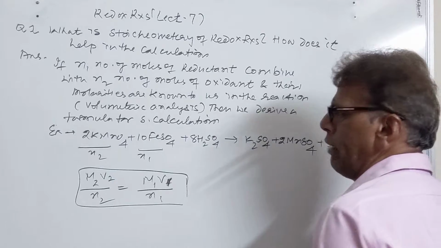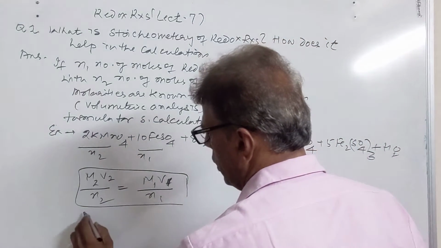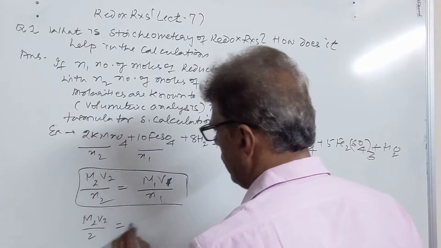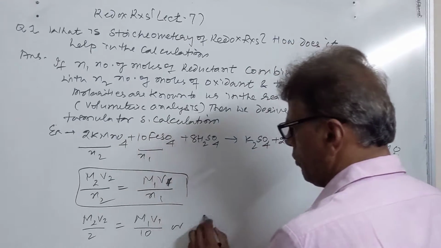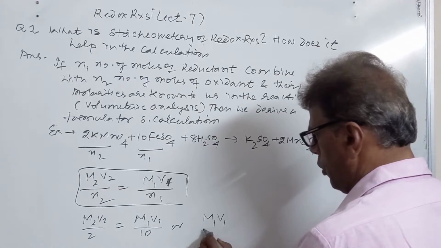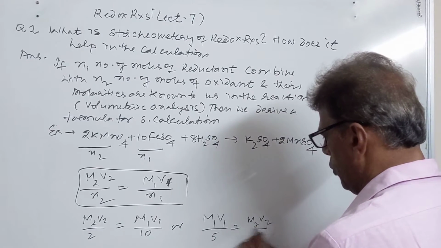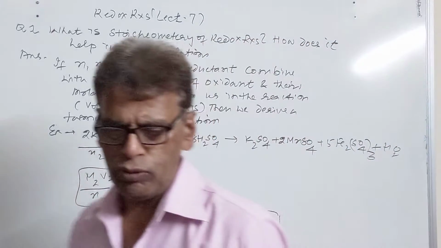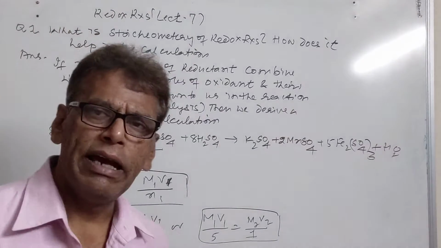For stoichiometry calculation, now put their values here. We have 2 moles of the KMnO4, therefore we have M2V2 upon 2, that will be equal to M1V1 upon 10, or in other words we can say M1V1 upon 5 is equal to M2V2 upon 1. So this will be the formula used for making stoichiometric calculations during this reaction.